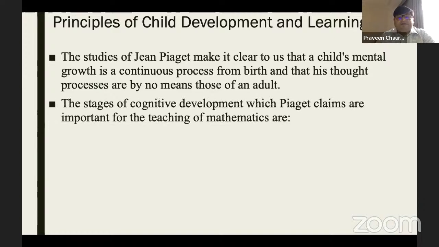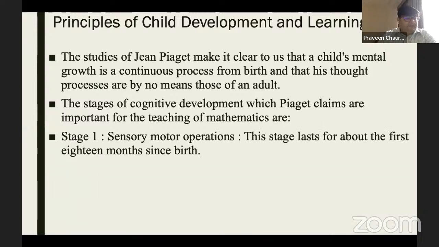The stages of cognitive development which Piaget claims are important for the teaching of mathematics are these. Piaget has claimed there are certain stages, and for the teaching and learning of mathematics, these are the stages we need to understand clearly. The first stage is stage 1, sensory motor operations. This stage lasts for about the first 18 months since birth. Actually, this is the stage when the senses of the children are developed, like what is hot, what is cold, what is near, what is far. Such types of senses are developing in children in stage 1, that is, the sensory motor operations.